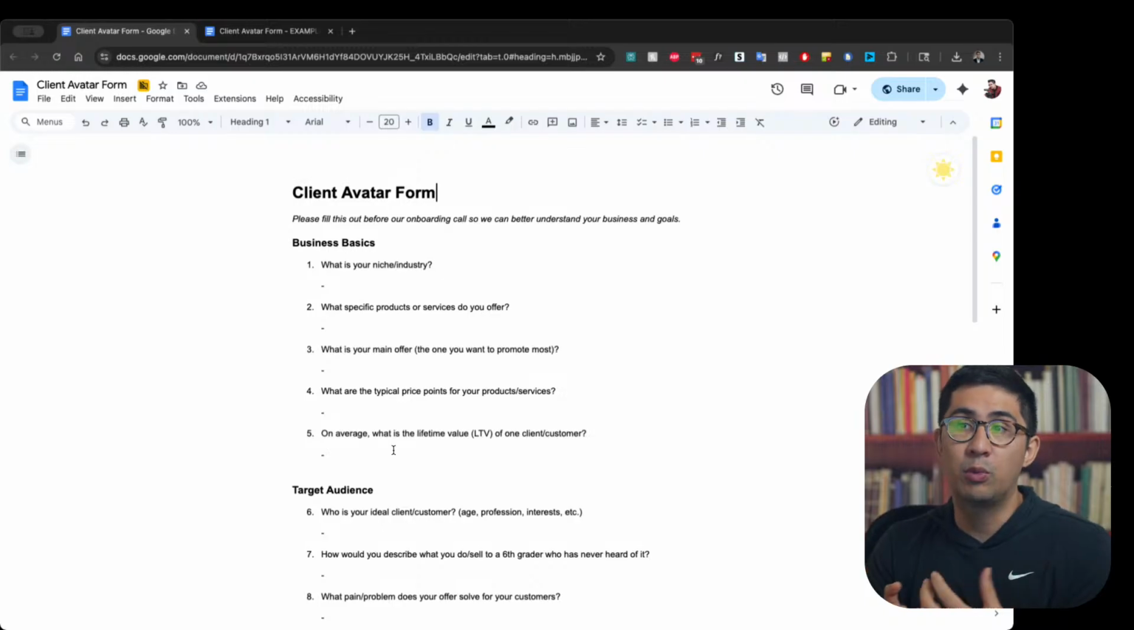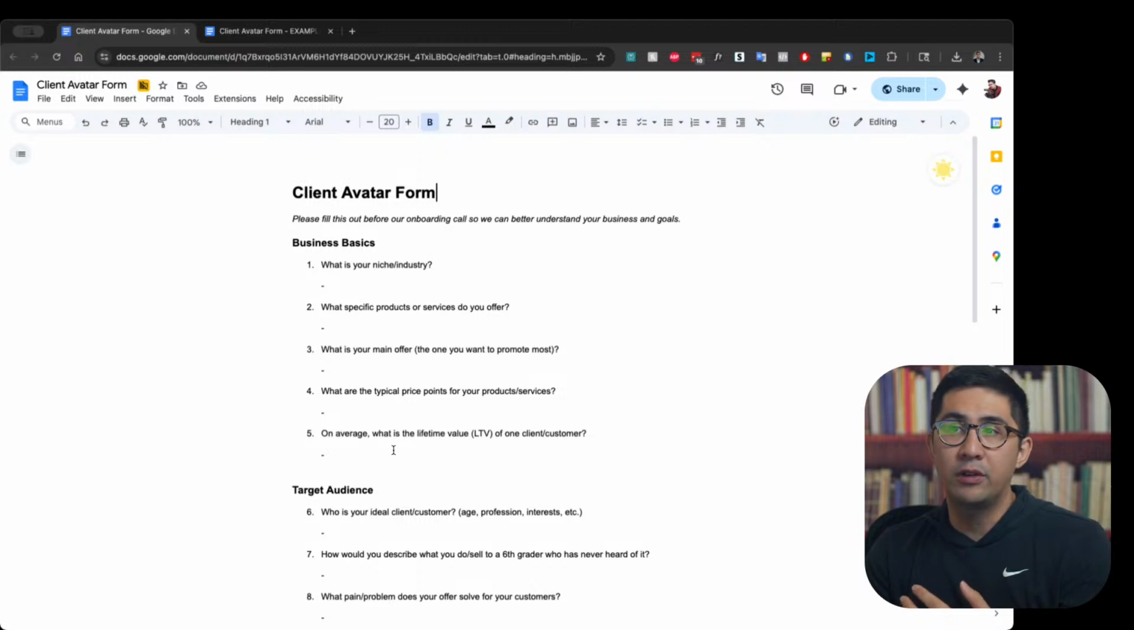What are the typical price points for your products or services? Now, this could be very difficult, because sometimes with my clients it's all over the place. But to have an average or a ballpark is really good for us to know, so that we could also look at margins, profit margins, etc. But this is good to know.